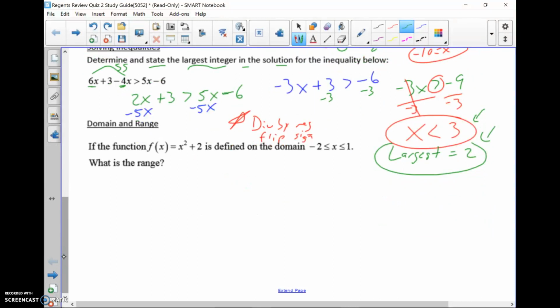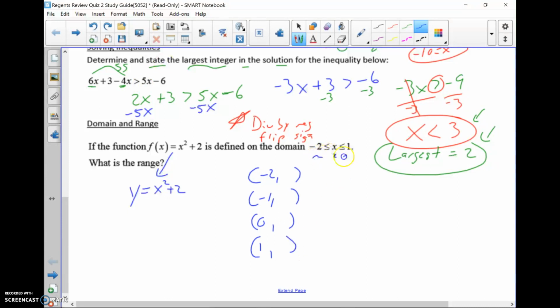Last topic here, domain and range. So given the function f of x equals x squared plus 2, if we have a domain of negative 2 to 1, what is the range? So remember that this f of x equals x squared plus 2 is just the same thing as y equals x squared plus 2. And the domain, these are my x values. So it's kind of like, all right, I have negative 2, comma, what? Negative 1, comma, what? 0, comma, what? And 1, comma, what? These are the x values, starting at negative 2, going to 1.